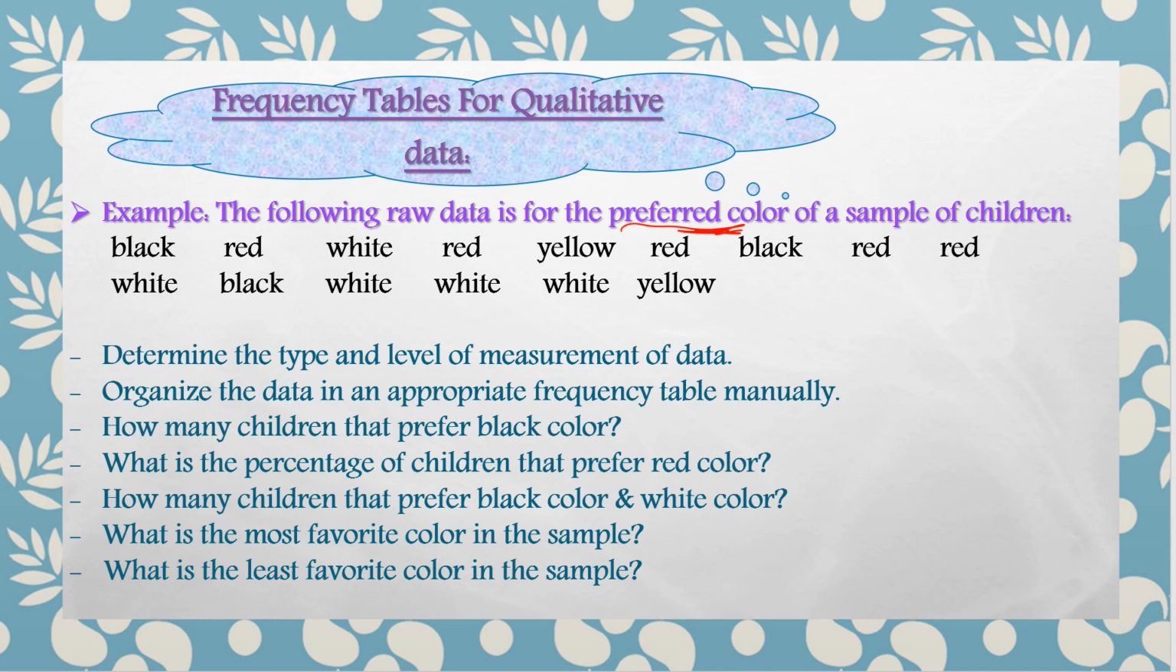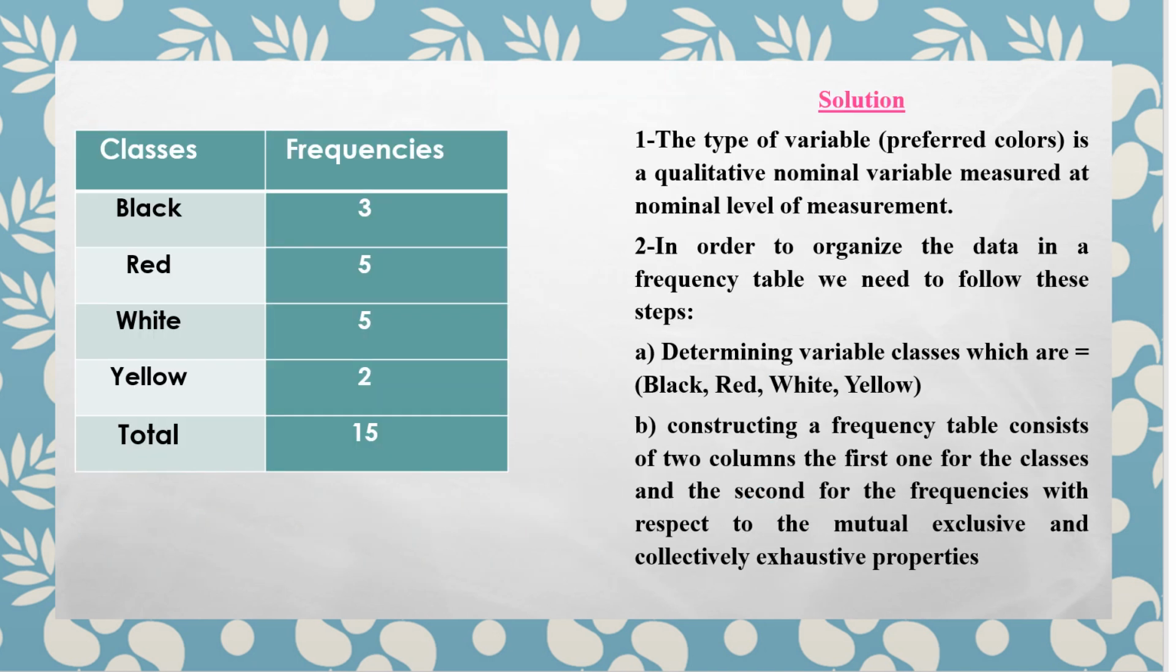In order to prepare a frequency table, we should do some steps first. Let's see. In order to organize the data in a frequency table, we should first determine the variable classes, and in this example, the variable, which is preferred colors for the children, has four classes, which are black, red, white, and yellow. And these four colors are repeated different times.